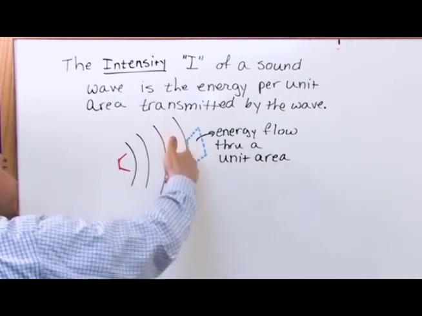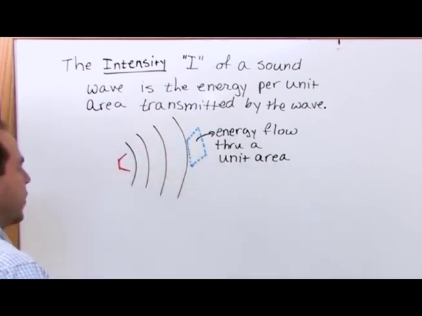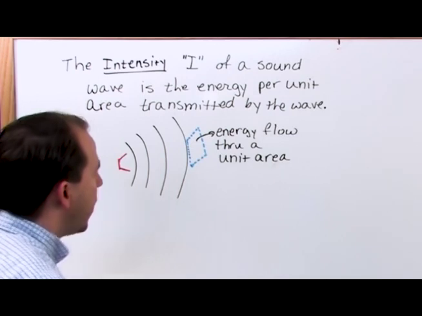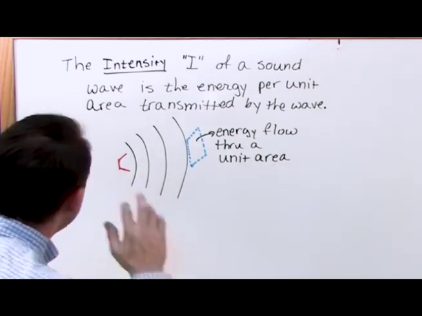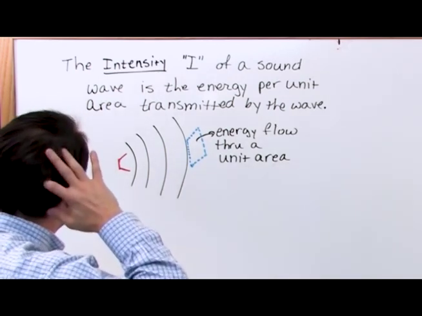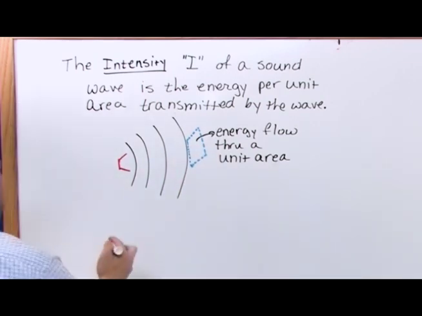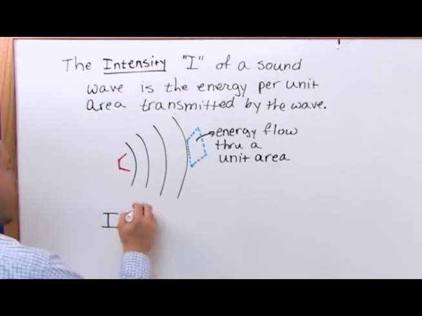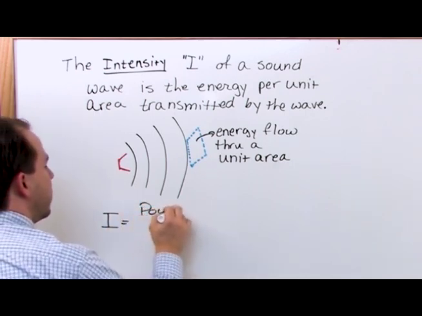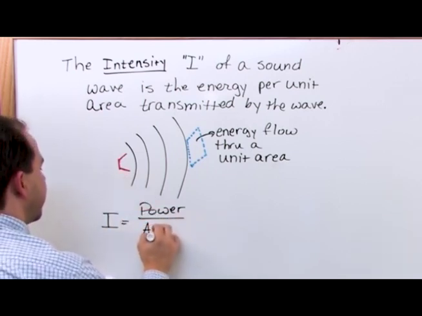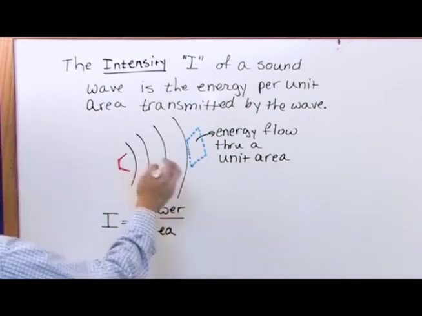So if you were to stand out there with a cardboard box that measured 1 square meter and you had some kind of detector that could measure how much power in watts was flowing through there, then you would have calculated the intensity. And so without proof, the intensity I is always the power that the source is delivering divided by the area. And the area just depends on where you're standing.